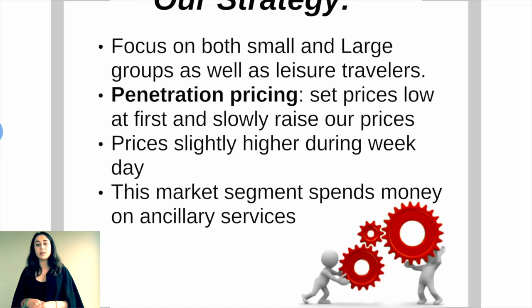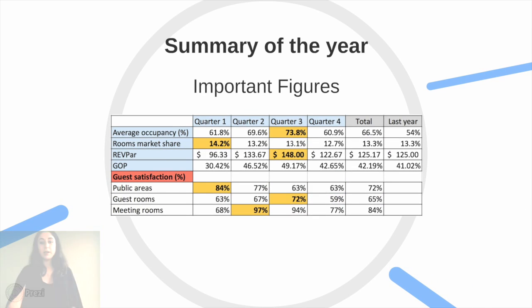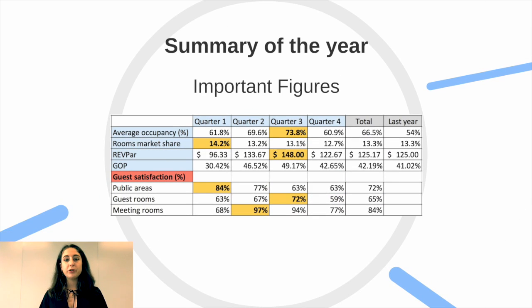Last year, our occupancy was higher during weekdays than during the weekends. Therefore, our prices are slightly higher during weekdays than weekends in order to generate revenue during weekdays and to raise our occupancy during the weekends thanks to lower prices. We can see that we have an average total occupancy throughout the year of 66.5%, which is better than the 54% we had last year.